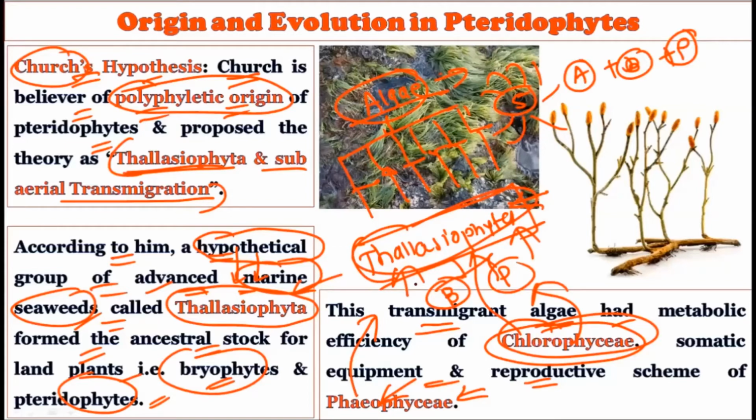So, some of the somatic and reproductive characteristics of the Phaeophyceae were present in the Thalassiophyta, and whatever metabolic efficiency is there belongs to the Chlorophyceae. So, Thalassiophyta is nothing but the combination of Phaeophyceae, Chlorophyceae, and the rest of the Bryophytic and Pteridophytic characteristics. And from this Thalassiophyta, the present day Bryophytes and Pteridophytes evolved. This is according to Church.